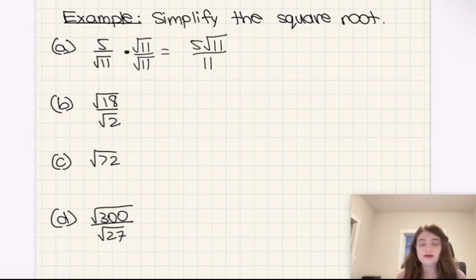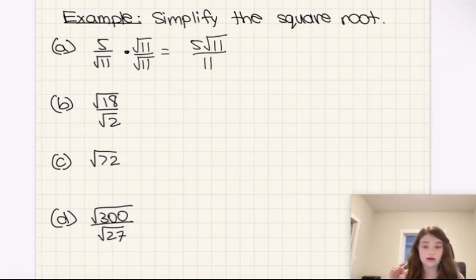Even though it maybe looks more complex than the original, this is the simplified version because it meets all those requirements we talked about earlier. Okay, let's try this second one here. This one is root 18 over root 2.